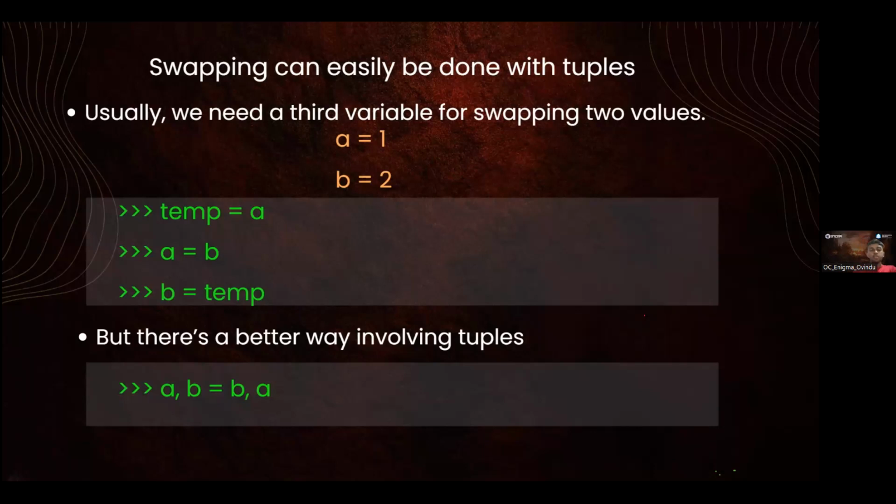So that would take 3 lines of code and is very unpleasant to look at. And so instead, we can use tuples, and with one line, we would just easily assign or swap the two variables with each other.